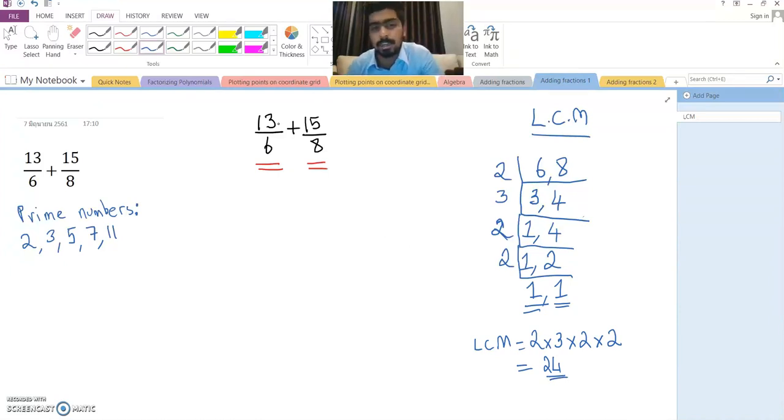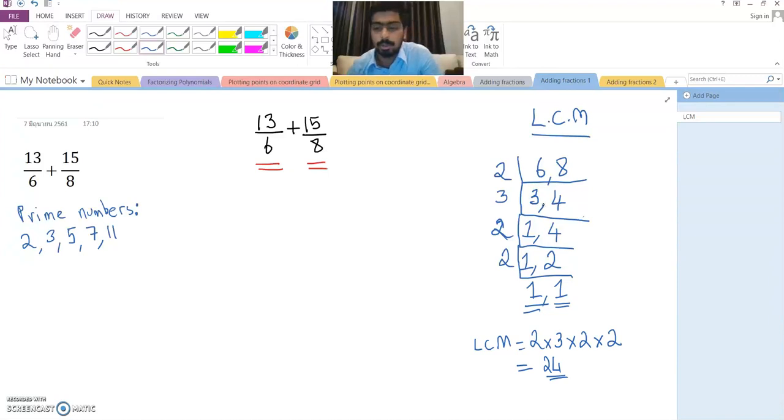Now in this fraction, if you multiplied it by the opposite denominator, 6 times 8 would have given us 48. We can still do it, but then the final answer would not be in the lowest terms.